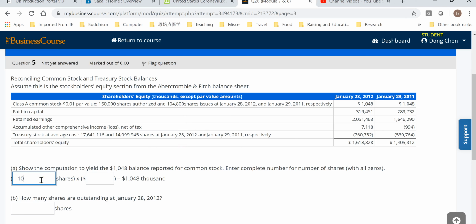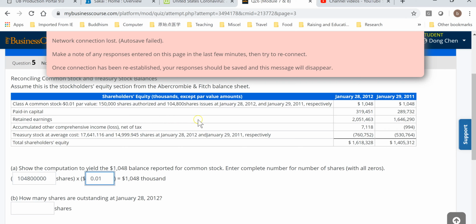So we need to multiply the number of shares. We need to add 3 zeros because this is in thousand, and then we need to multiply that by the par value. That's basically how the common stock is computed. We just multiply the par value and the number of shares issued. It's not the number of shares authorized, right? So that's basically how this is calculated.